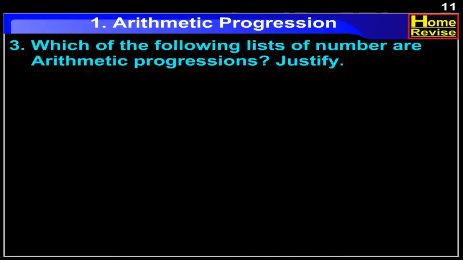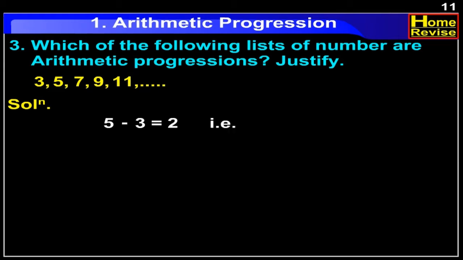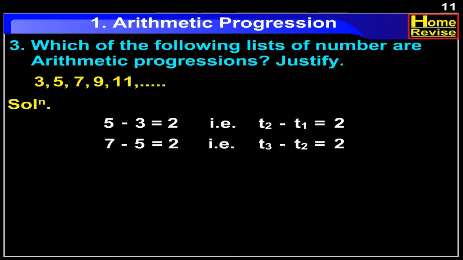Which of the following list of numbers are arithmetic progression? Justify. 3, 5, 7, 9, 11, and so on. Here, 5 minus 3 is equal to 2. That is, T2 minus T1 is equal to 2. Similarly, 7 minus 5 is equal to 2. That is, T3 minus T2 is equal to 2.